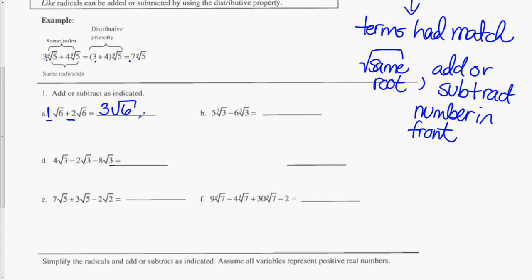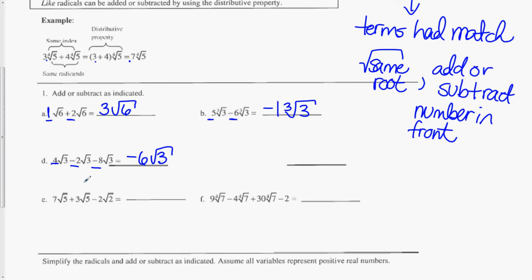Okay, not too bad. In the next one, I've got 5 cube root of 3 minus 6 cube root of 3. Again, they're both cube roots of 3. 5 minus 6 would be negative 1 cube root of 3. Okay, in this next one, I've got all square roots of 3. So 4 minus 2 would be 2. 2 minus 8 would give me negative 6 square root of 3. Now notice, all of these so far have been square roots that would not simplify underneath the root. So that's something you're going to have to check on, and we'll get to those in just a minute.